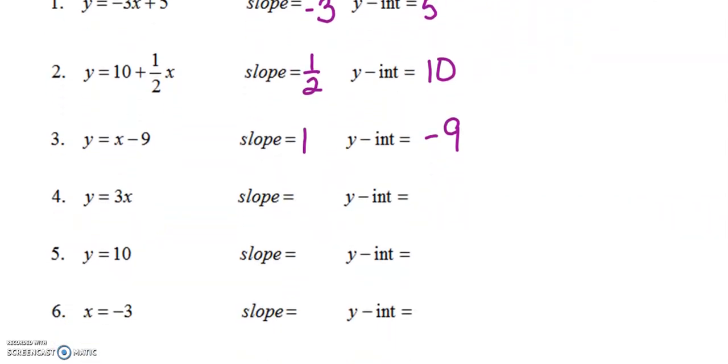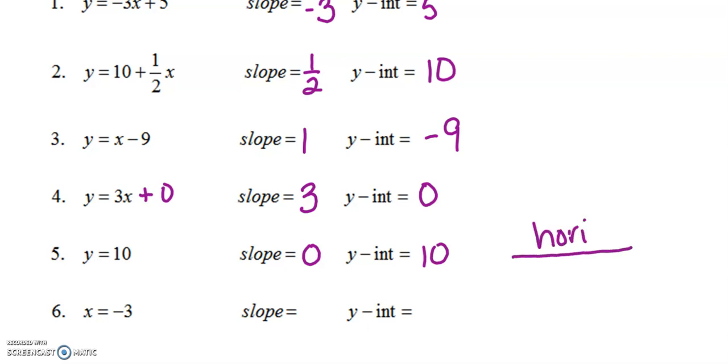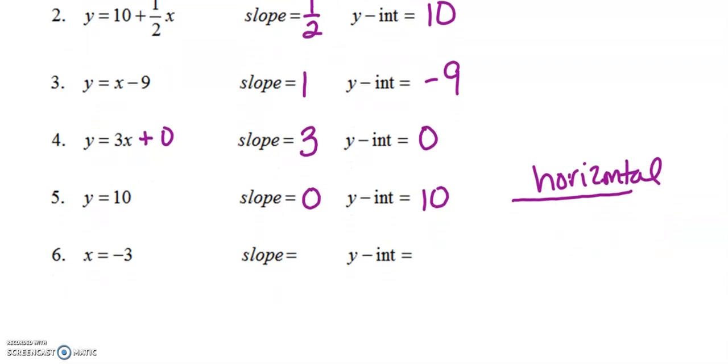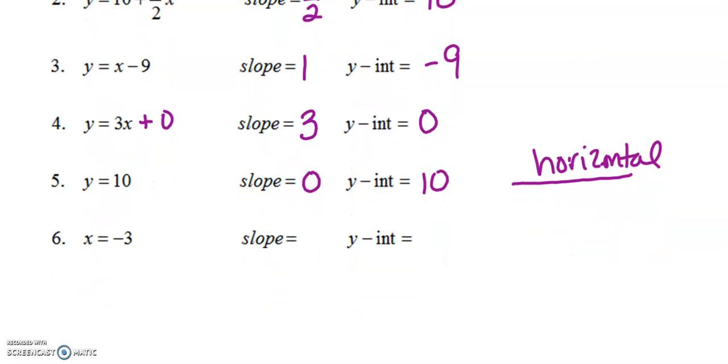For number 4, the slope is 3, because the coefficient of x is 3. The y-intercept is 0. There's nothing there. It's plus 0. Same thing with number 5. Since there is no x, the slope is 0, and the y-intercept is 10. And we know the slope of 0 means it's a horizontal line. So that's what that line would look like, and it would be crossing the y-axis at 10.